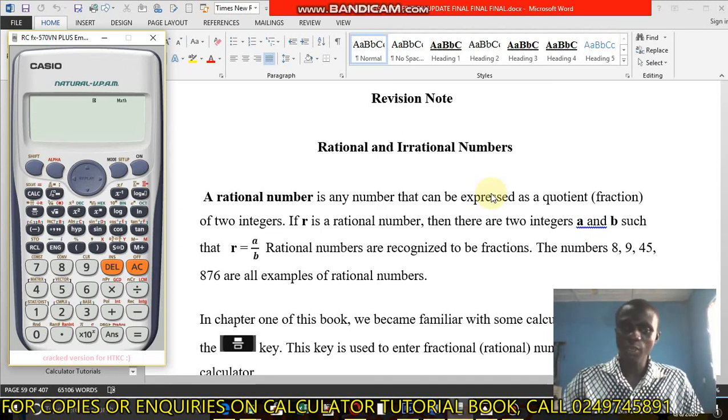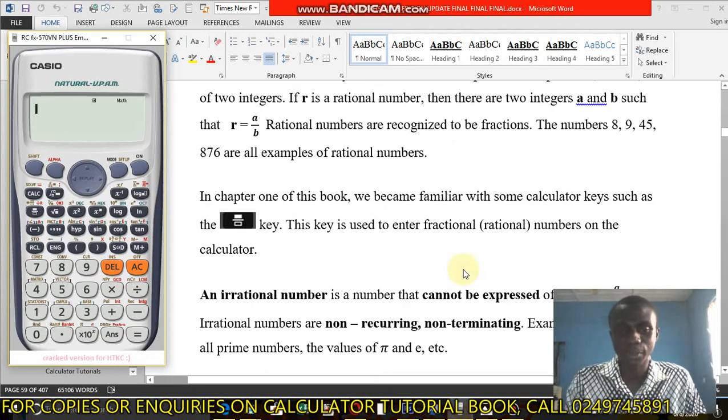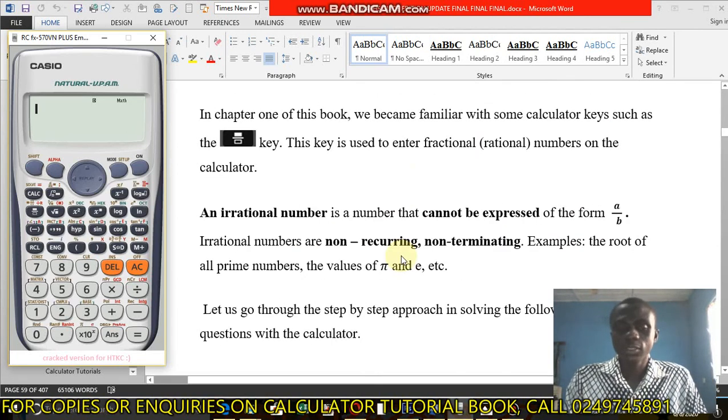In the mathematics class, can you vividly recall rational and irrational numbers? We got to know that a rational number is any number that can be expressed as a quotient, that is a fraction of two integers. If R is a rational number, then there are two integers, A and B, such that R is equal to A over B. Rational numbers are recognized to be fractions. The numbers 8, 9, 45, 8, 7, 6 are all examples of rational numbers. In chapter 1 of this book, we became familiar with some calculator keys such as the fractional key. This key is used to enter fractions, the rational numbers, on the calculator.